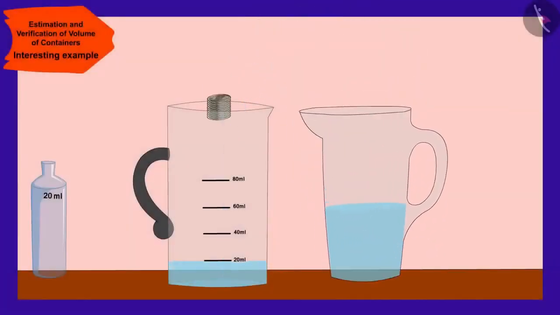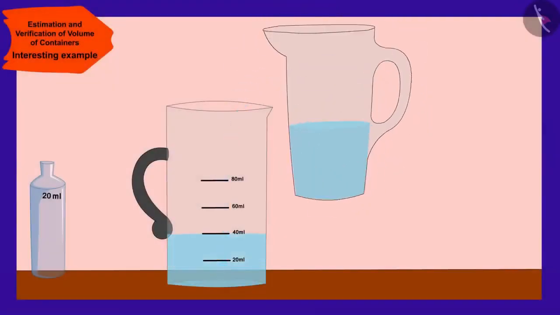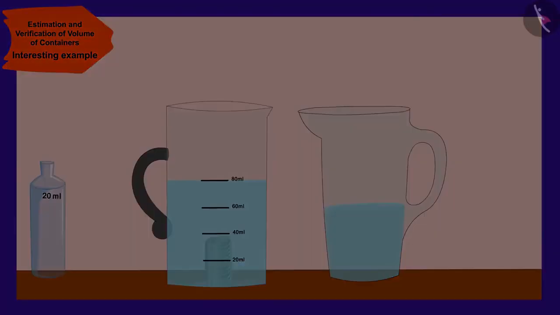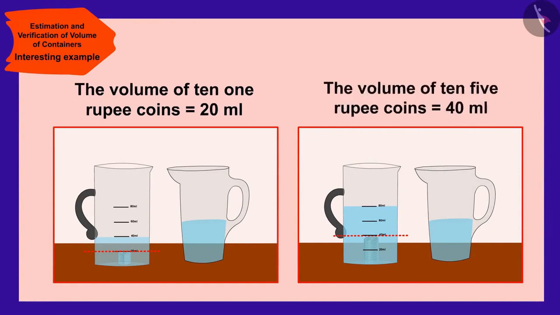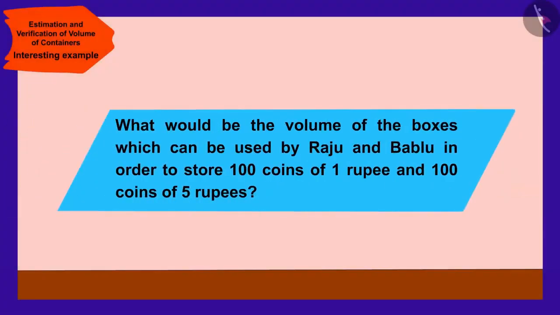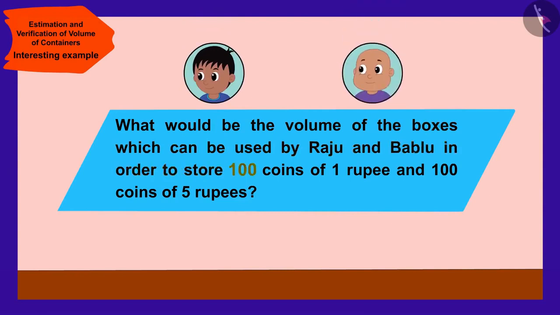Raju and Bablu used the measuring jug made by them. They found that the volume of 10 1 rupee coins is 20 milliliters and the volume of 10 5 rupee coins is 40 milliliters. Children, can you now find out what would be the volume of the boxes which can be used by Raju and Bablu in order to store 100 coins of 1 rupee and 100 coins of 5 rupees? If you wish, you can stop this video and think of the answer.